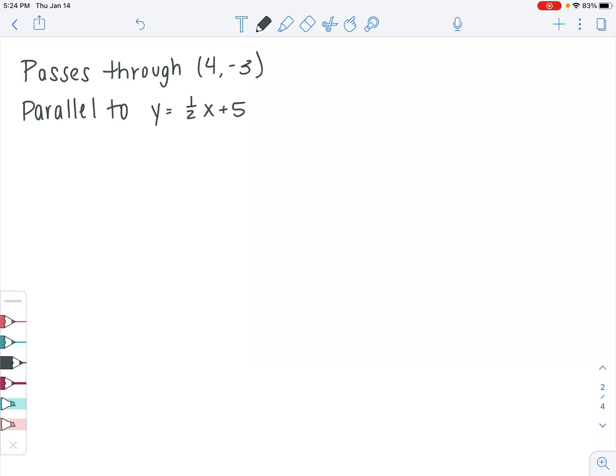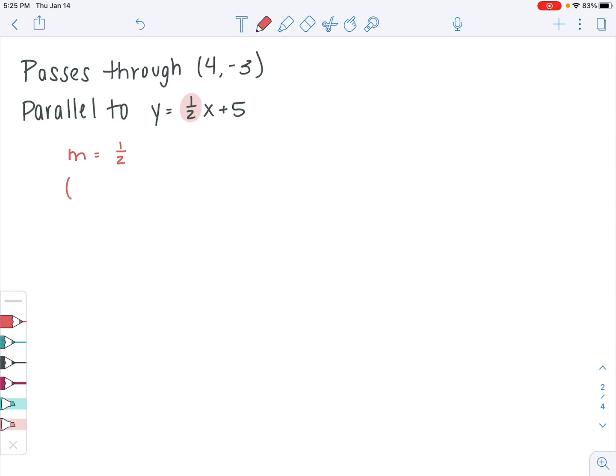So let's work through this first example together just so that you guys have a better understanding of what this maze is asking you to do. Since it's saying it passes through the point (4, -3) and parallel to the line y equals 1/2 x plus 5, parallel tells me I want the same slope. So when I look at this equation, I see my slope is 1/2. That means I want my slope in my new equation to also be 1/2.